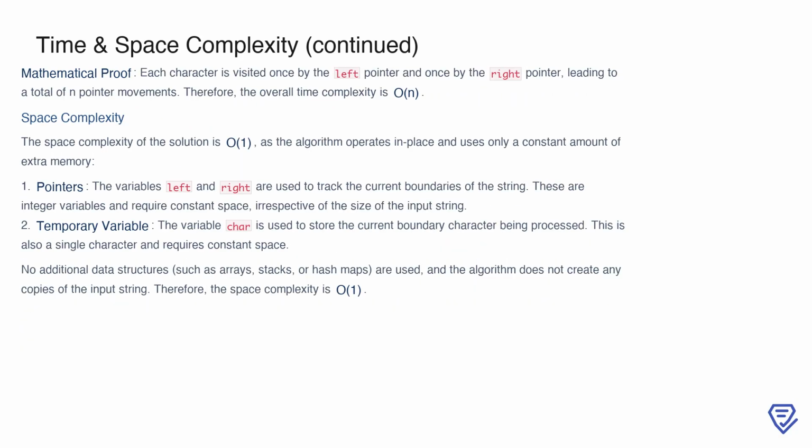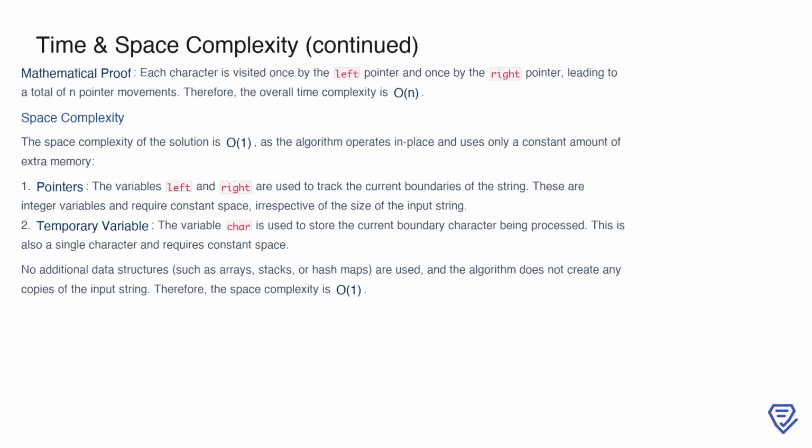To solidify this, consider a mathematical perspective. Each character in the string is visited exactly once, either by the left pointer as it moves forward or by the right pointer as it moves backward. This results in a total of n pointer movements, confirming that the time complexity is O(n).